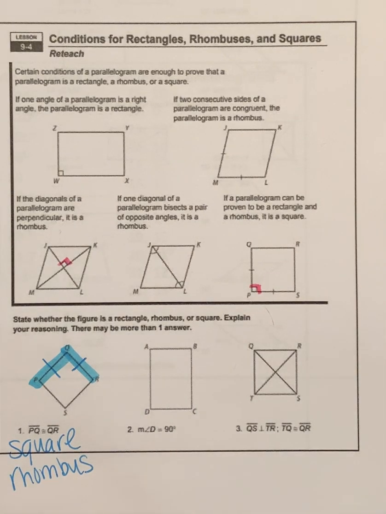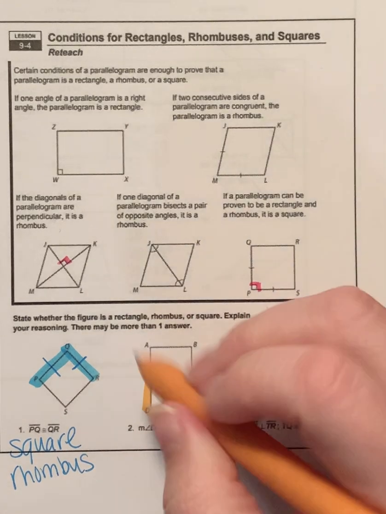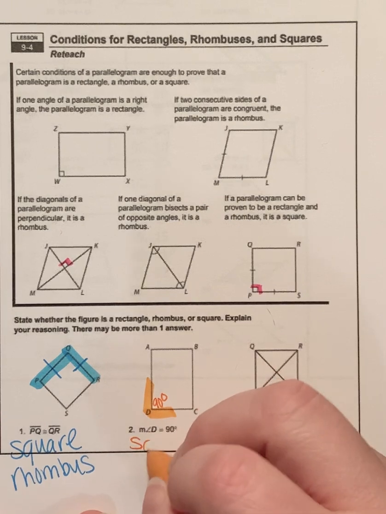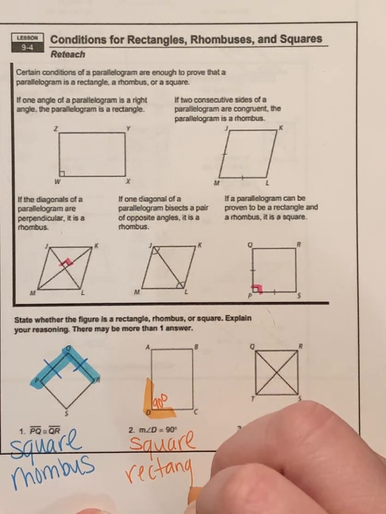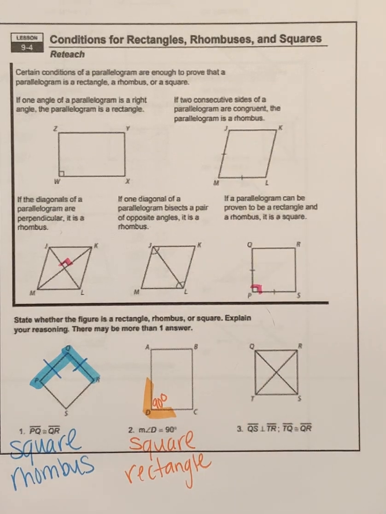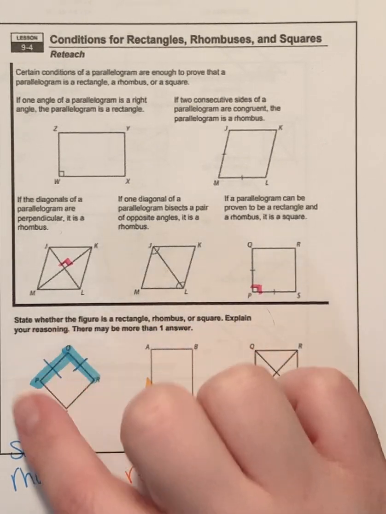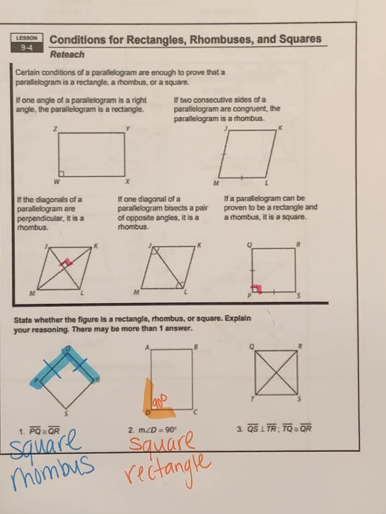All right, number 2, if angle D is 90 degrees, what shape could that be? Well, it could be a square, or it could be a rectangle. Now we're only talking about the given information, okay? Obviously, looking at it, it looks like a rectangle, and this one looks like a square. But only with the given information we have, it could be either of these.